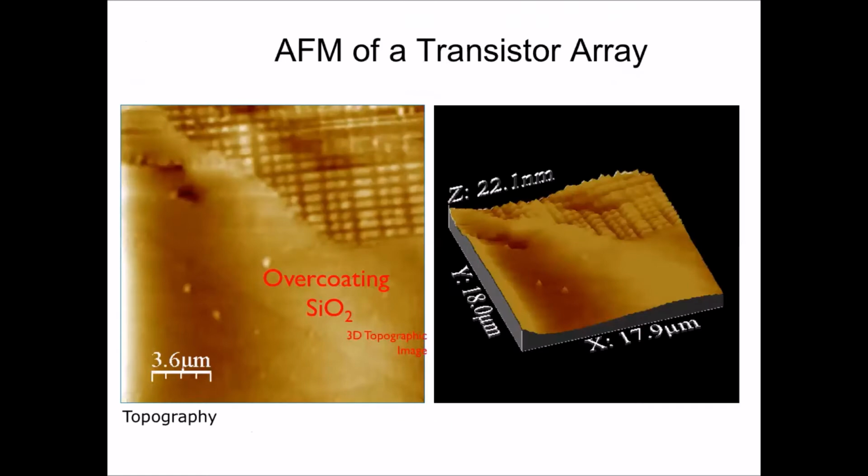So here is an AFM of a transistor, okay? And you see that an AFM looks at the surface. You can't look underneath, say, the silicon oxide. There are transistors there, but you don't see them, okay?